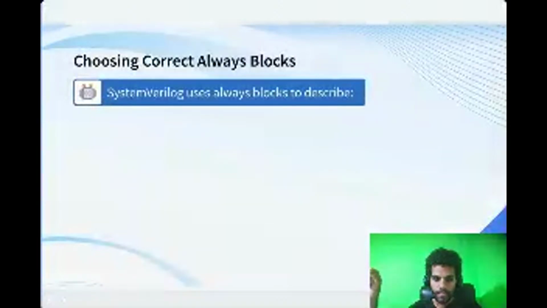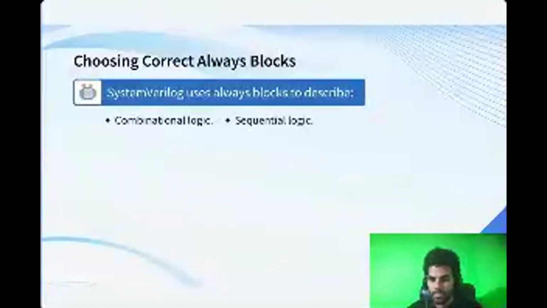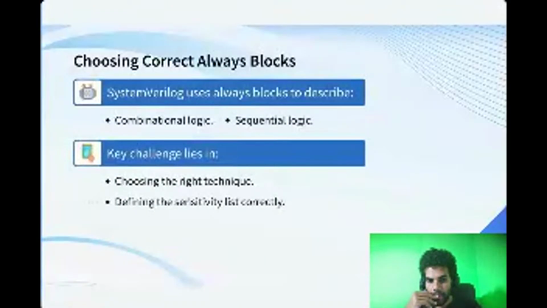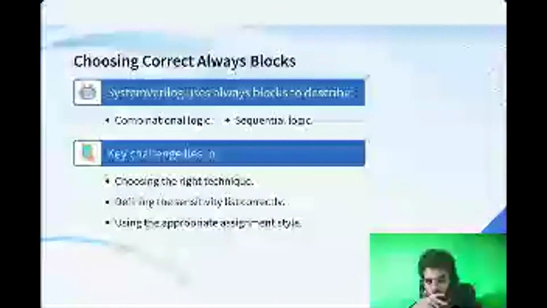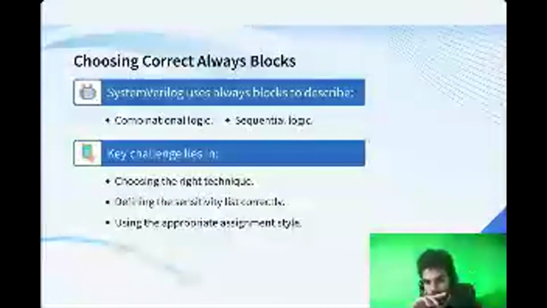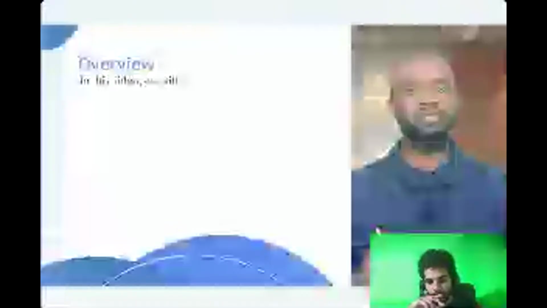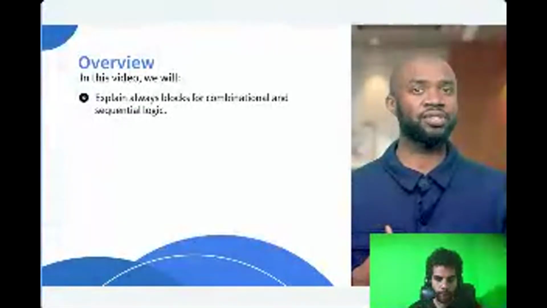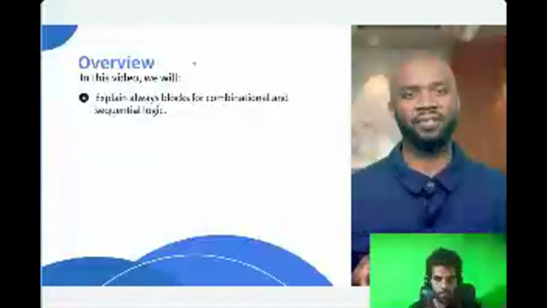SystemVerilog provides powerful always blocks for describing both combinational and sequential logic. Still, the real question is: how do you choose the right kind, structure the sensitivity list, and use the correct assignment type so your calculator behaves exactly like real hardware? In this video, we will break down the always block modeling both combinational and sequential logic in SystemVerilog.